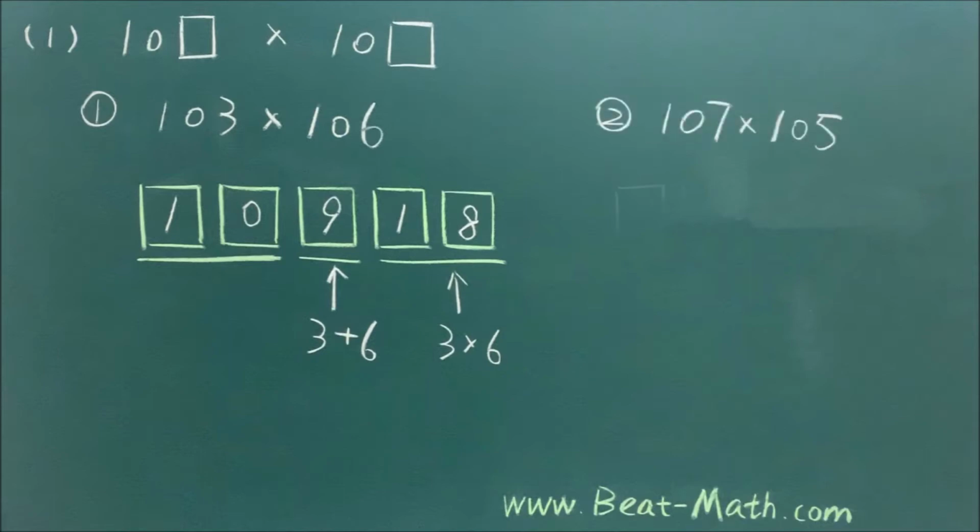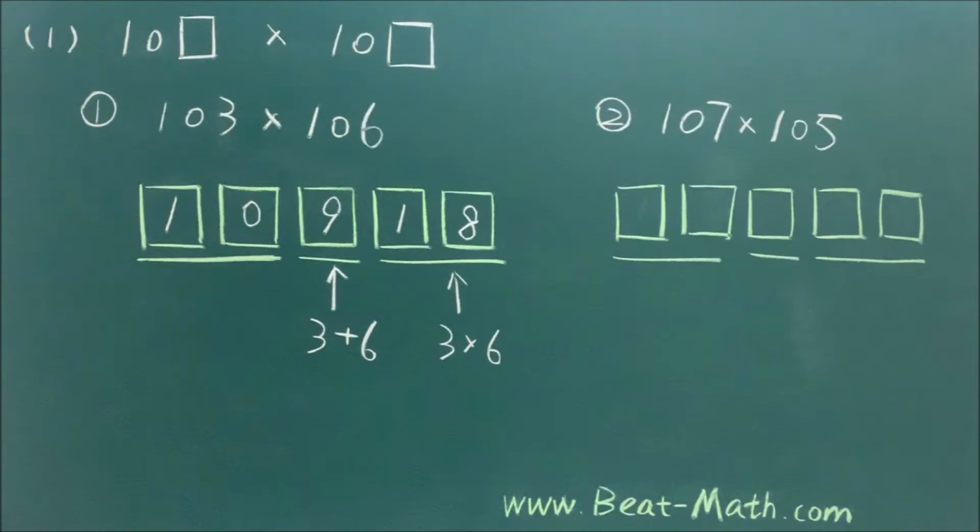107 times 105. Here we put 10 in the first 2 digits. Next, we add the sum of 7 and 5, which is 12. Unlike the previous example, the sum is 2 digits, but don't worry, we can just put 1 in the second digit and 2 in the third. 0 plus 1 is 1, so the second digit is 1. The last step is to get the product of 7 and 5, which is 35. This makes the final answer 11,235. This method can be used to calculate the product of two 3-digit numbers, which are very close to 100.